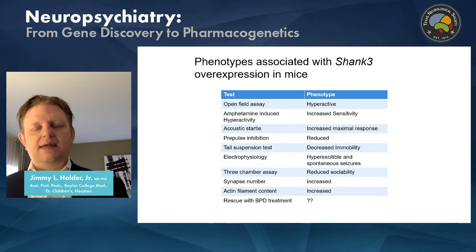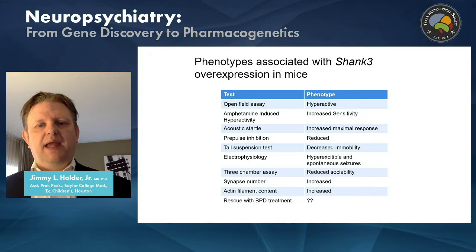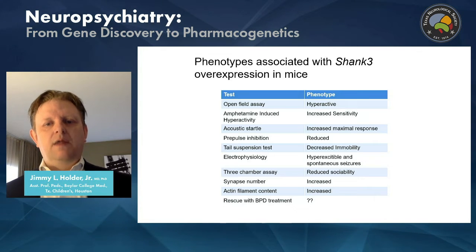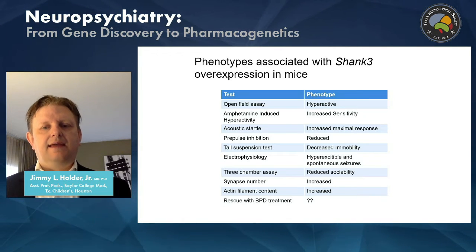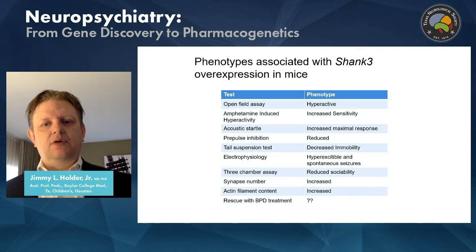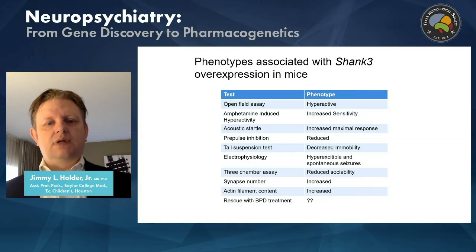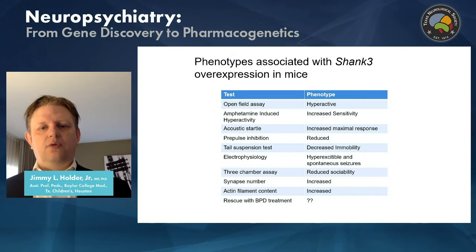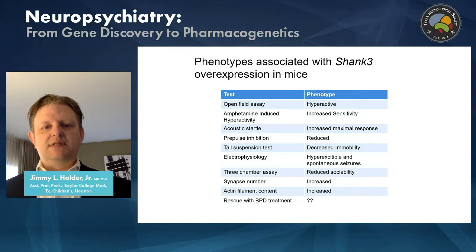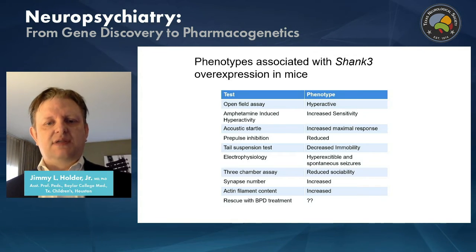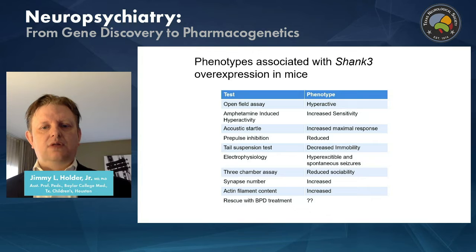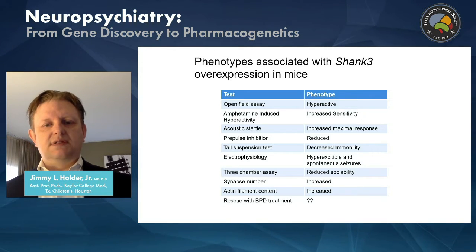We performed, as I mentioned earlier, really a battery of behavioral tests, and I won't go through all of them. But just to say that in addition to hyperactivity and increased sensitivity to amphetamine, we found changes in sensory gating through acoustic startle response and pre-pulse inhibition. We found a decrease in immobility by tail suspension testing, which is thought to indicate decreased despair in these mice. We also found abnormalities in socialization.